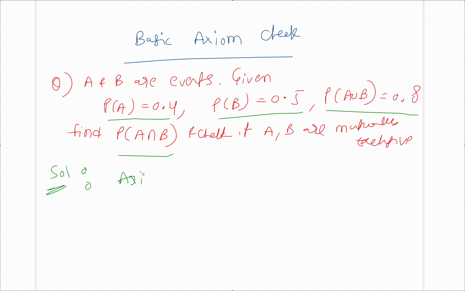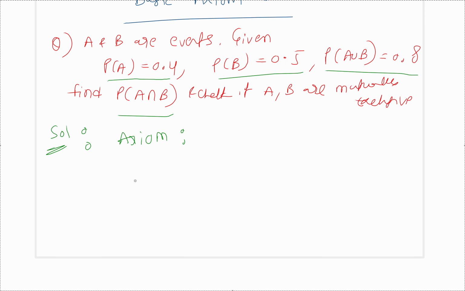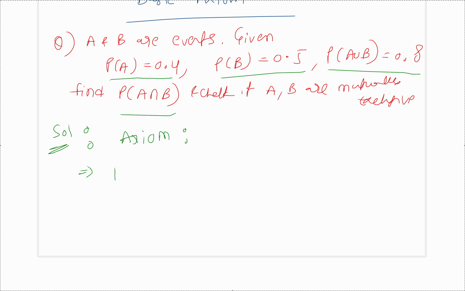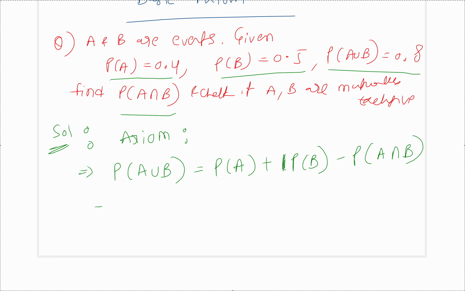For axioms, we have one formula which is very important. Probability of A union B is equal to probability of A plus probability of B minus probability of A intersection B. Probability of A union B is equal to 0.8, 0.4 plus 0.5 minus probability of A intersection B.